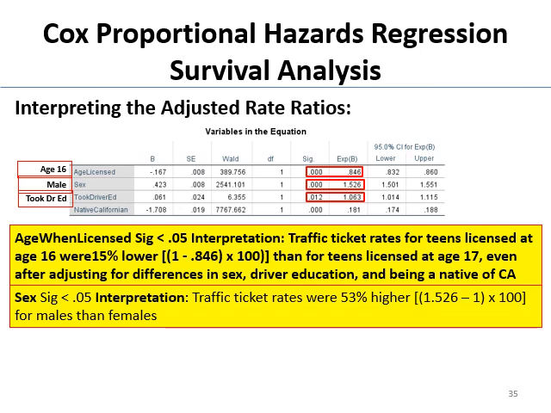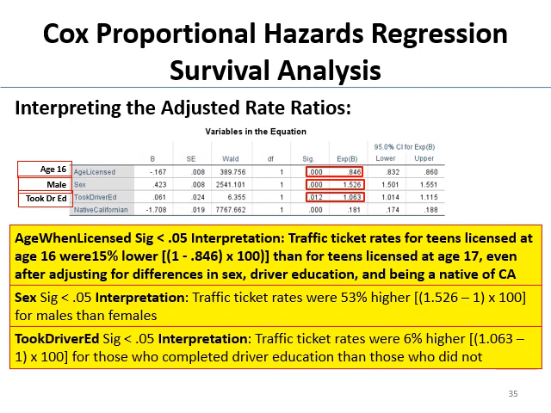So the took driver's ed one represents those who took driver's ed versus those who did not. Is it a statistically significant rate ratio? It is. It's less than 0.05, and it's 1.06. So what does that mean? Well, this is real. Traffic ticket rates are about 6% higher. That's 1.06 minus 1 times 100 for those who complete driver's ed versus those who do not. And indeed, this is reality. Driver's ed actually increases crashes and tickets, believe it or not, but they are about 6% higher.